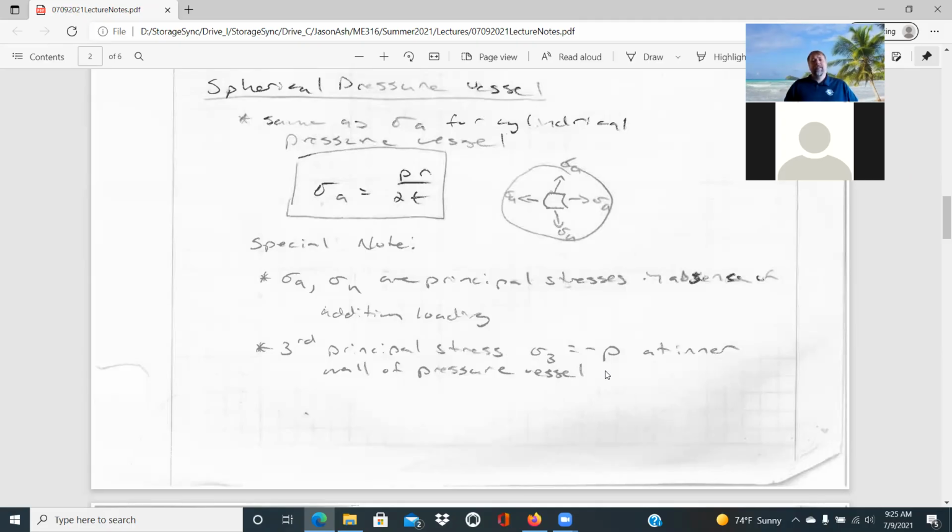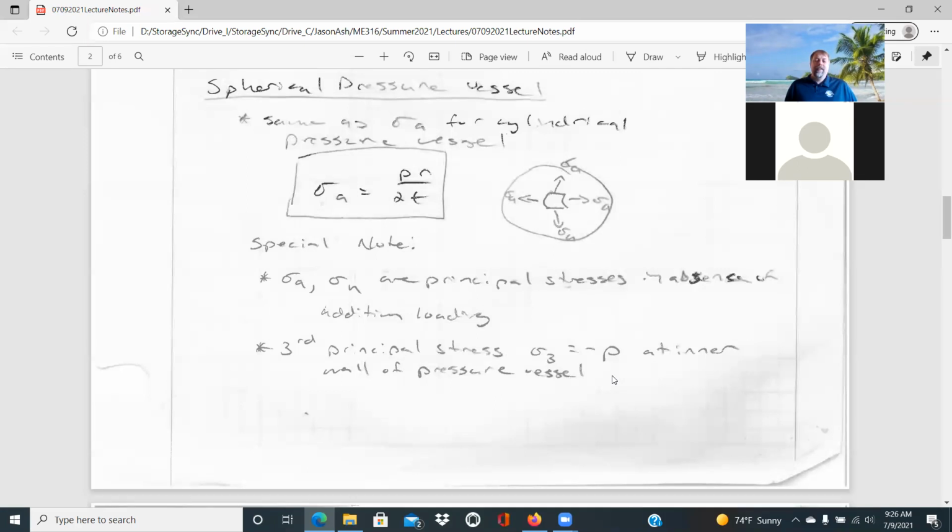Then from a practical standpoint, for internal pressure vessels, you have that minus P on the inner wall, and then it goes to 0 at the outer wall when you're looking at just the gauge pressure. But the implication that has on failure is that you have a slightly greater state of stress on the inner wall of the pressure vessel than you do on the outer wall. And so failures will always originate on the inner wall of the pressure vessel and then extend outward to the outer wall.